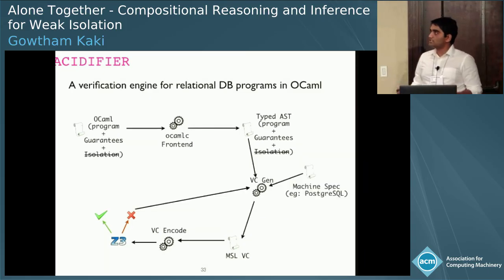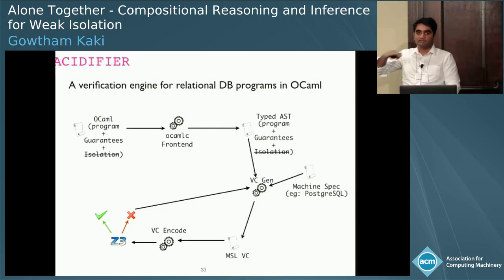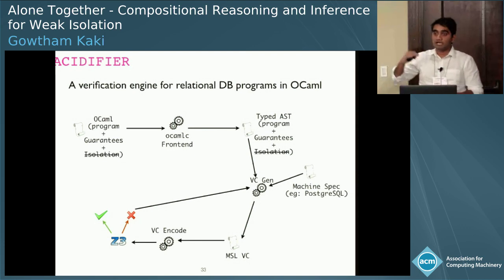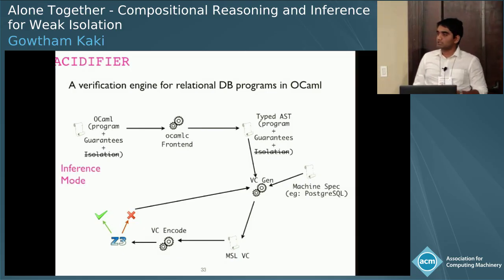Alternatively, we can omit this isolation specification and have a machine specification in terms of the various isolation levels that it offers. So think of Postgres or any database as offering a lattice of isolation levels. We can iterate over this lattice to find the appropriate, the weakest isolation level for each transaction that lets us prove the program safety. So if we fail, we go back to the loop and iterate to the next level of isolation, and so on. So this is what we call the inference mode.